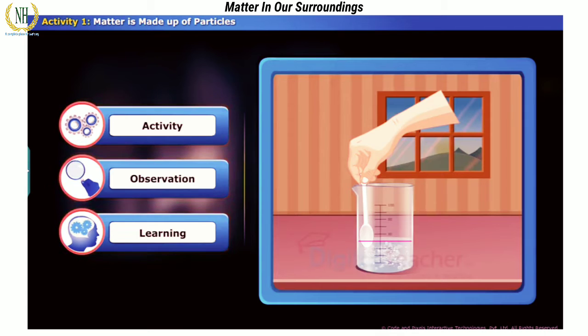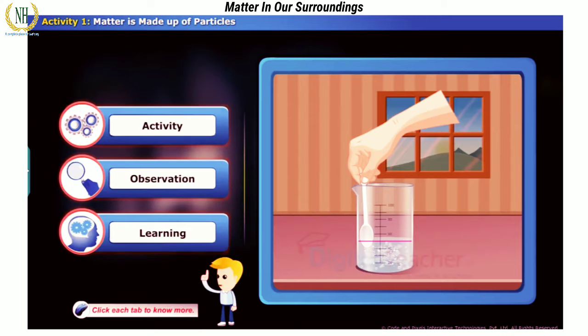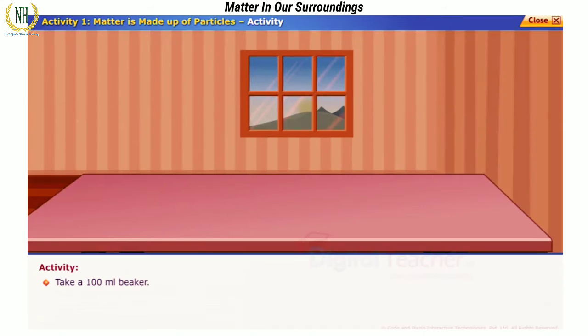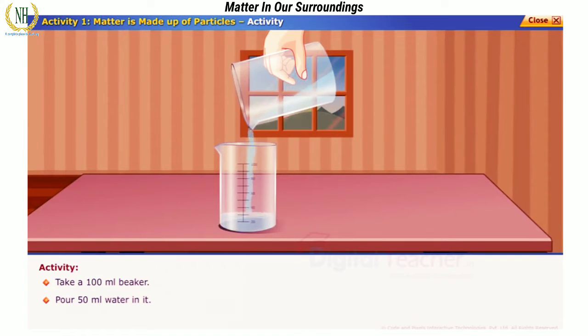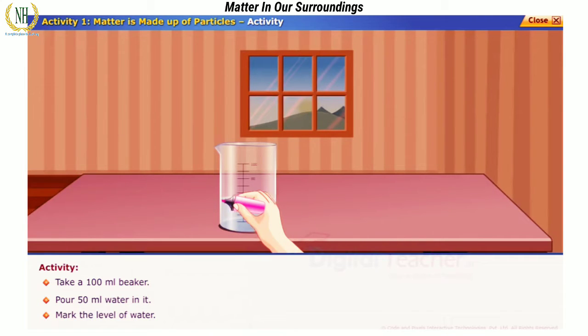Here let us perform an activity to decide about the nature of matter. Is it continuous or particulate? Click each tab to know more. Take a 100 ml beaker. Pour 50 ml water in it. Mark the level of water.